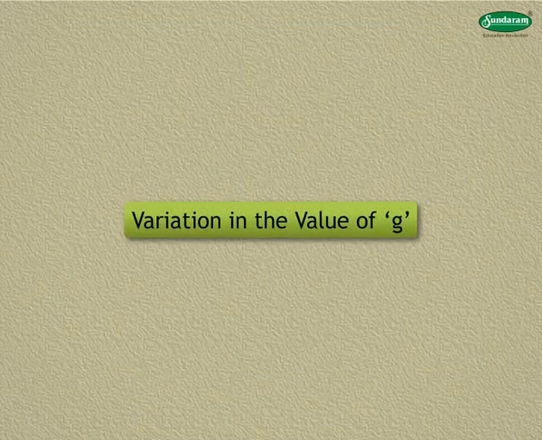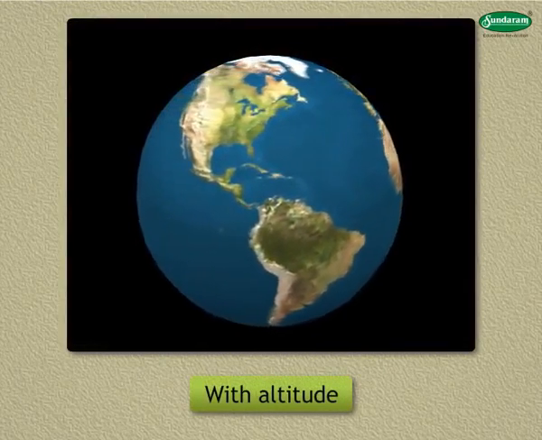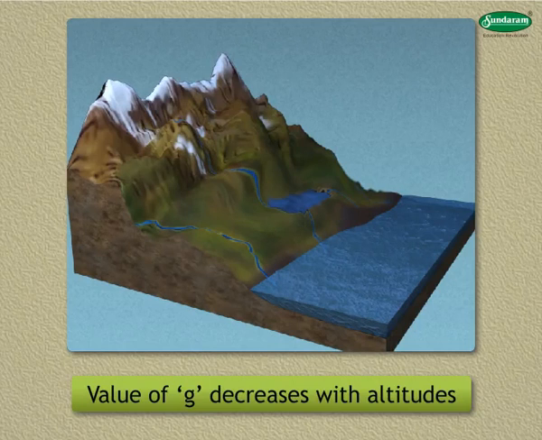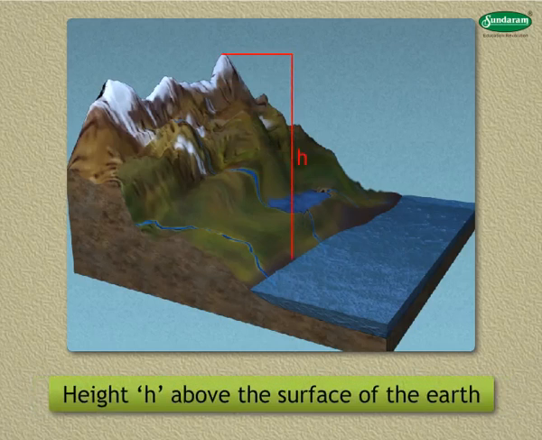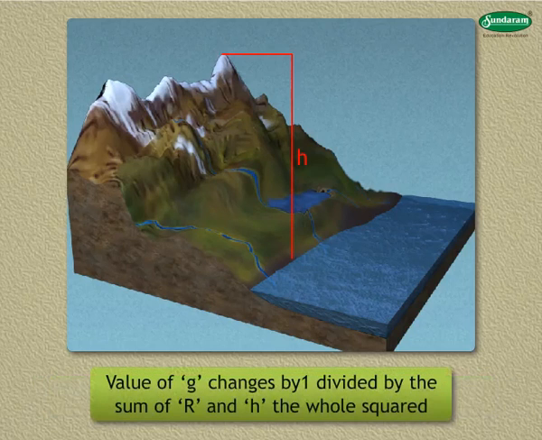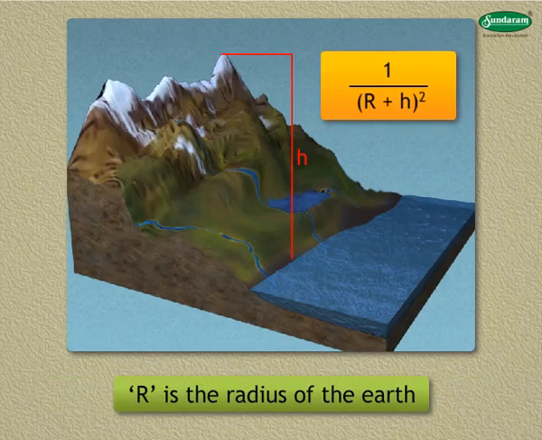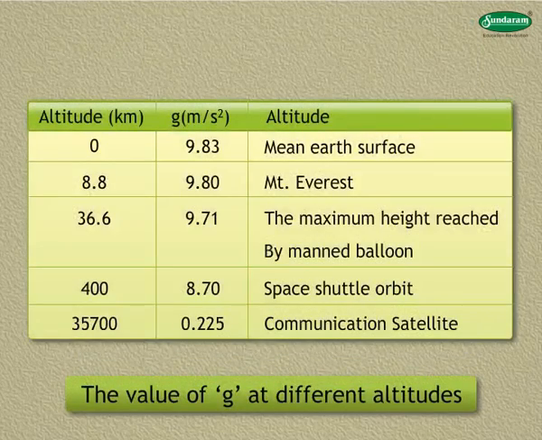Variation in the value of g. Let us see the variation in the value of g with respect to altitude. The value of g decreases with altitude because the distance from the center of the Earth increases. As we go to some height, h, above the surface of the Earth, the value of g changes by 1 divided by the sum of r and h the whole squared, where r is the radius of the Earth. The value of g at different altitudes is shown in this table.